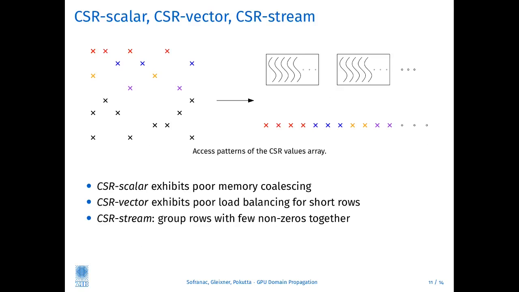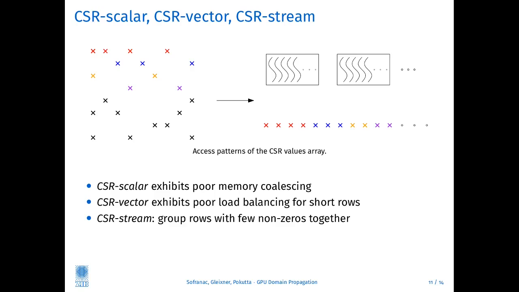The SPMV algorithms we will need are CSR vector and CSR stream. I will introduce their core ideas together with the CSR scalar algorithm. On the left-hand side of the figure, you can see the non-zero elements of a constraint matrix. On the lower right, you can see a representation of how these would be stored in memory in the CSR storage format. On the upper right, you can see a representation of two thread blocks on the GPU, each consisting of a number of threads inside. These threads are grouped into so-called warps.